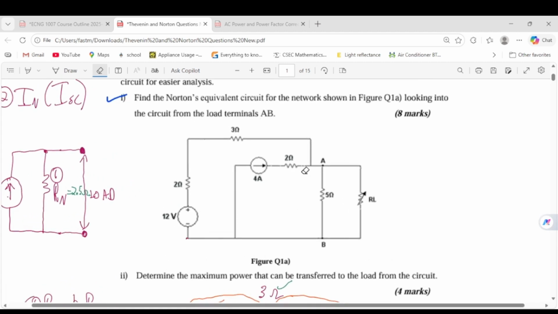And we have two methods that we normally use: nodal analysis and loop analysis. Those are the two analysis methods that we know for this course, right? So when you look at these circuits, we're trying to get I Norton. The first thing you have to remember is I Norton is I short circuit, the short circuit current. To get that short circuit current, wherever the load is, it will basically be shorted.